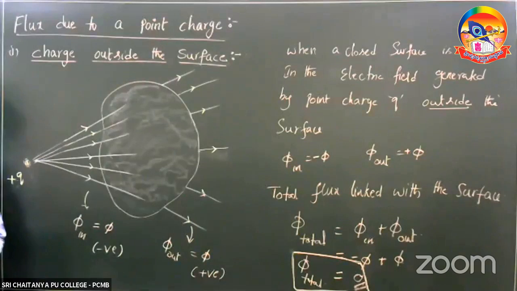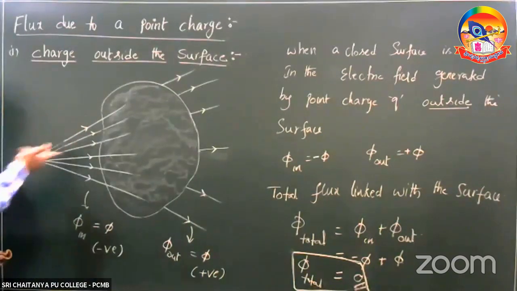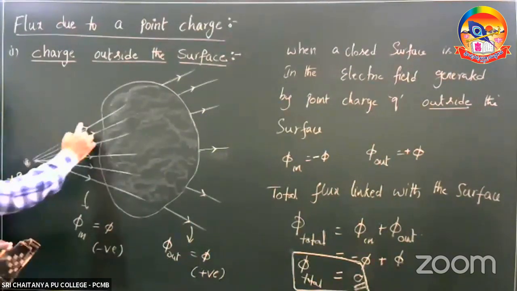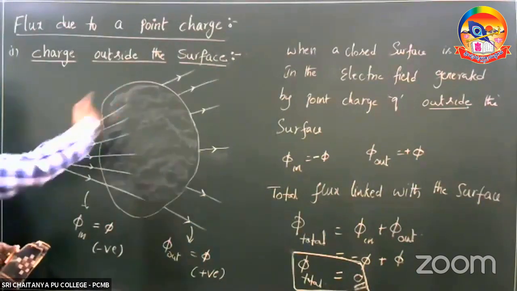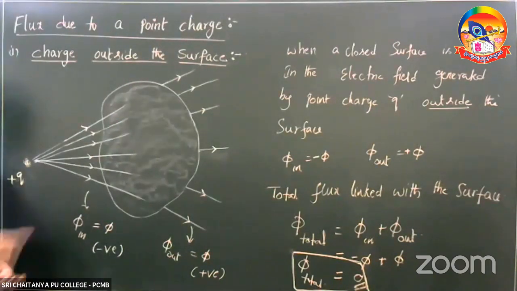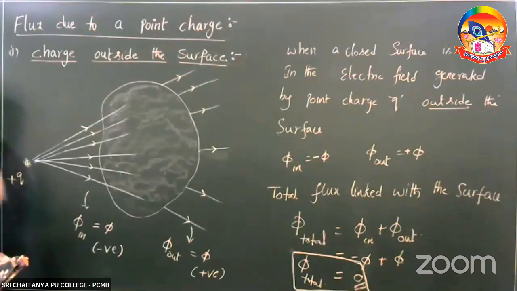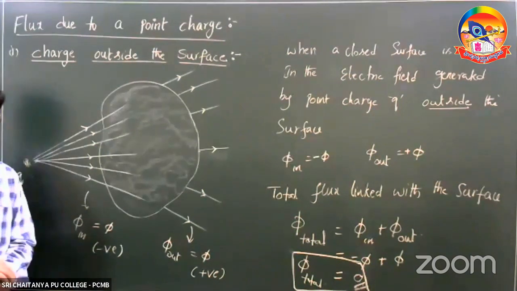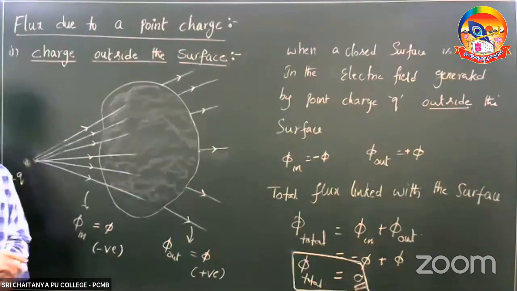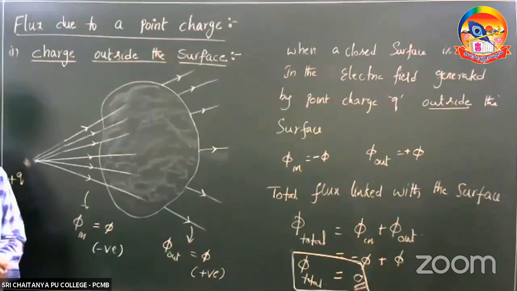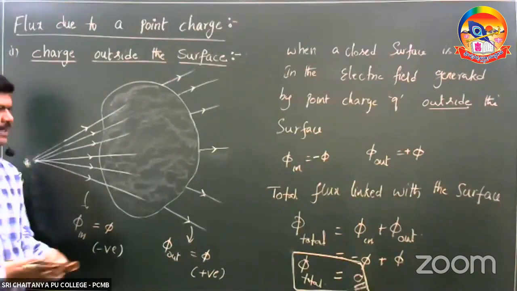You may get one doubt. Sir, if it is a negative charge, what happens? Simple thing: the arrow mark changes, the arrows come in. That's all. The answer is the same, whether it is positive or negative. If it is outside of the closed surface, the flux through the surface is zero. Clear? Next.